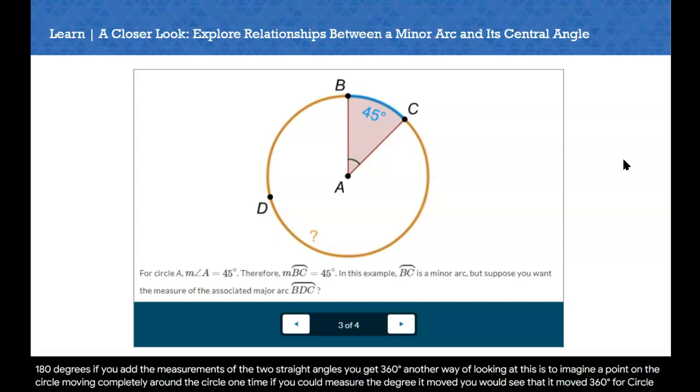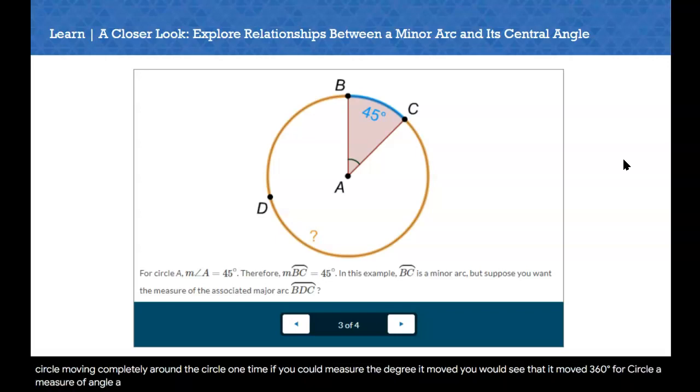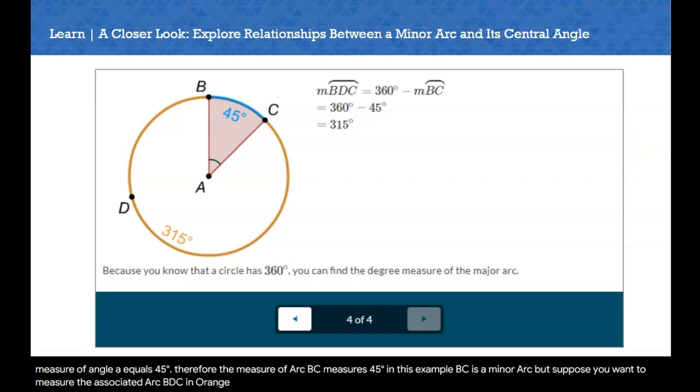For circle A, the measure of angle A equals 45 degrees. Therefore, arc BC measures 45 degrees. In this example, BC is a minor arc, but suppose you want to measure the associated arc BDC in orange. We could say the whole thing measures 360 degrees, and we know that this blue part measures 45 degrees. So 360 subtract 45 is 315 degrees.